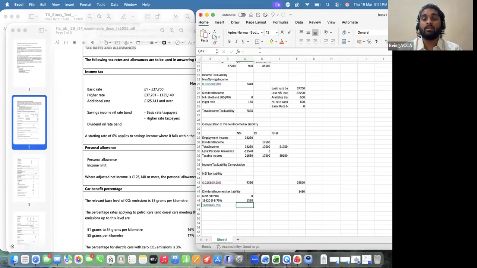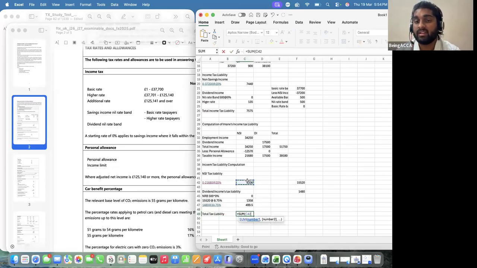33.75%. So that would mean 1480 into 33.75%, which is 499.5, making the total tax liability equal to the sum of the non-savings income tax liability and the dividend income tax liability. It should come up to 6194.